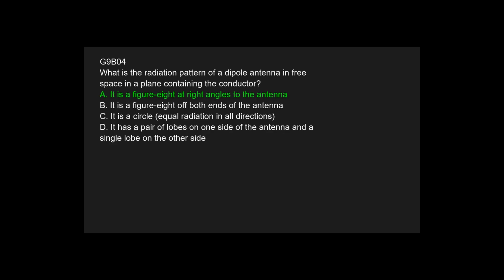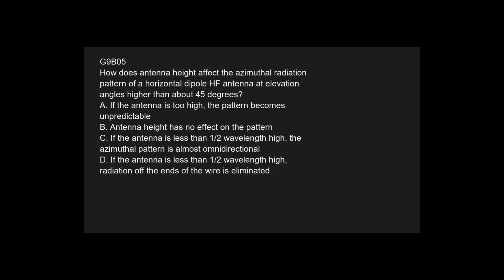The correct answer is A. It is a figure 8 at right angles to the antenna. Question. How does antenna height affect the azimuthal radiation pattern of a horizontal dipole HF antenna at elevation angles higher than about 45 degrees? The correct answer is C. If the antenna is less than 1/2 wavelength high, the azimuthal pattern is almost omnidirectional.